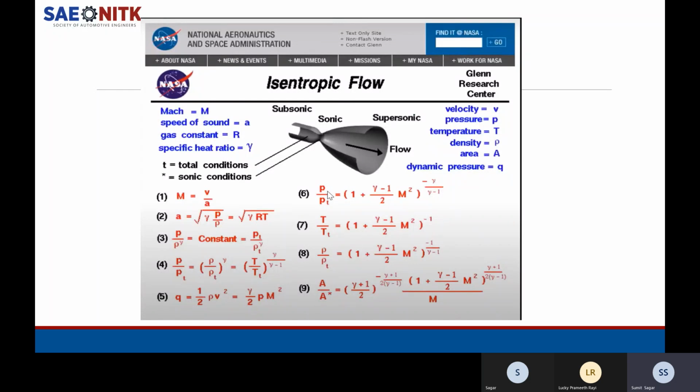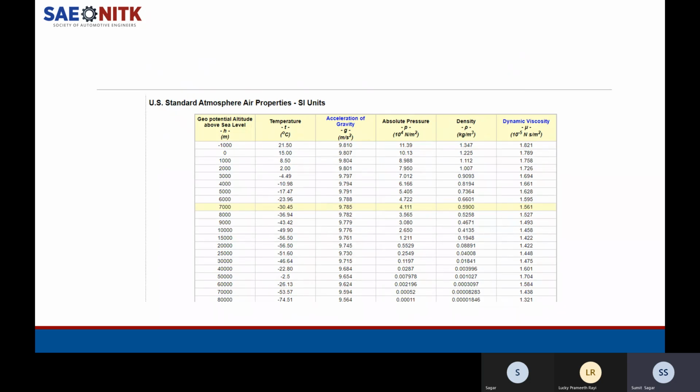We have assumed that the flow is isentropic and the gas has constant specific heat. So we use the relations between the static properties and the stagnation properties of an ideal gas in terms of the specific heat ratio and the Mach number. These are the formulas that we have used for a Mach number of 2.92, that is supersonic flow. For the absolute pressure, we have used the data from the US standard atmospheric air properties for an altitude of 10,000 meters.